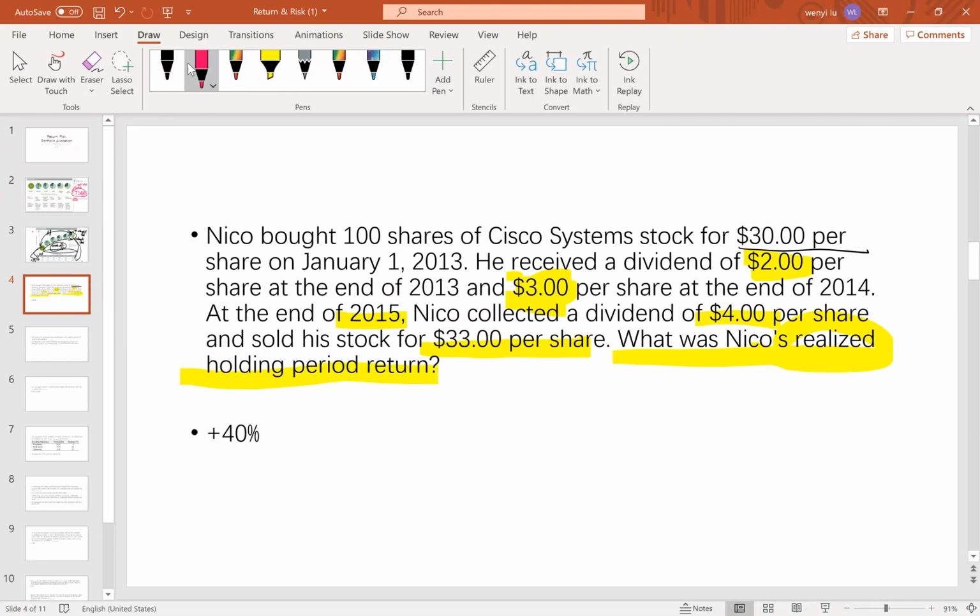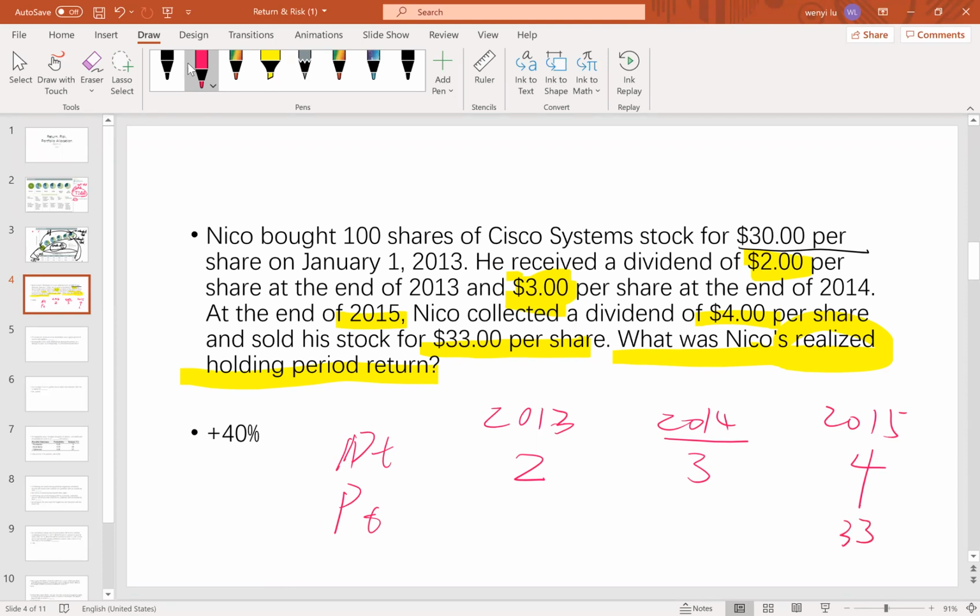So how much Nicole received will be her return for these 3 years. How much dividend did she receive? There are 3 years: 13, 14, and 15. And she received dividends of $2 in 13, $3 in 14, $4 in 15. Then she sold the stock in 15 for $33. So she basically has these cash flows, and at time 0, that's 2013, she bought the stock for $30.